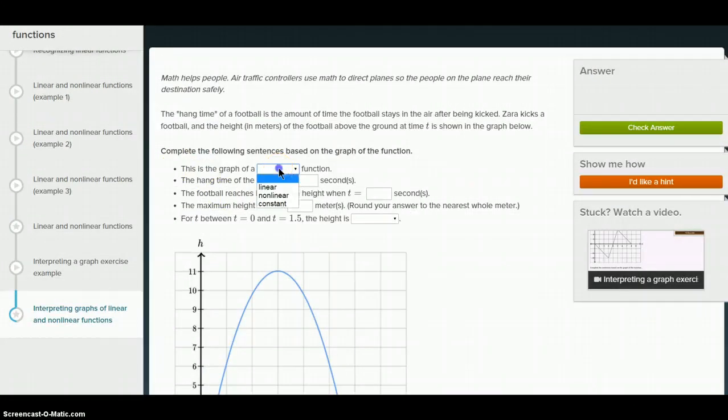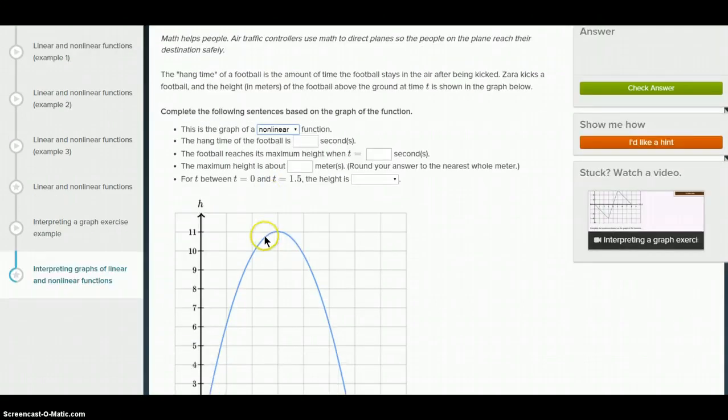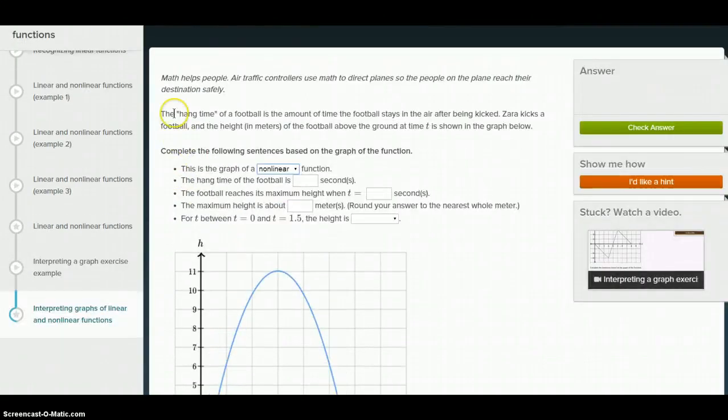So the graph is nonlinear, it's a curve, it's a parabola, and the hang time of the football, I guess we should read this problem. Okay, so the hang time is the amount of time it's in the air after it's been kicked. And Zara kicks a football. The height in meters is 11 meters, and the football above the ground.